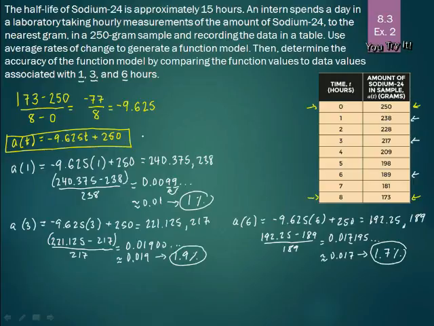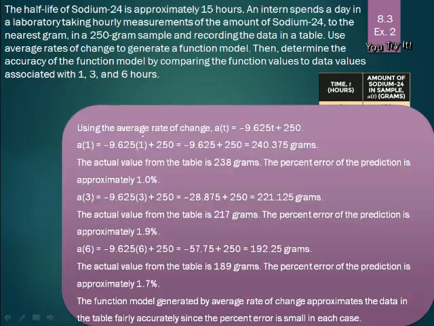Let's go ahead and summarize. Using the average rate of change, a of t equals negative 9.625 t plus 250. a of 1 equals negative 9.625 times 1 plus 250, equals negative 9.625 plus 250, equals 240.375 grams. The actual value from the table is 238 grams. The percent error of the prediction is approximately 1%.